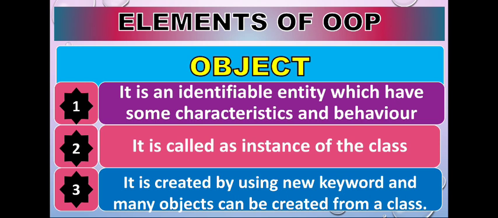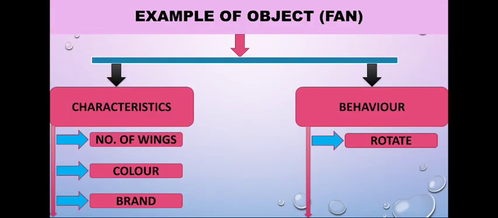It is called an instance of the class. This particular line you will understand in the upcoming chapters. And objects can be created by using the new keyword, and from a class many objects can be created. Look at the example here.